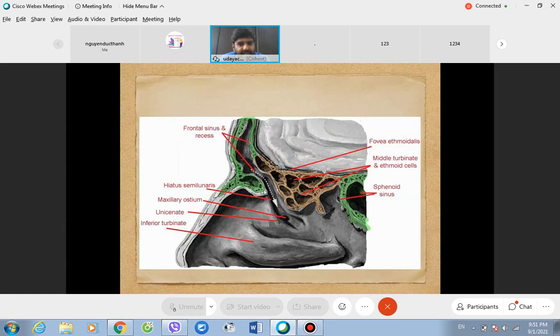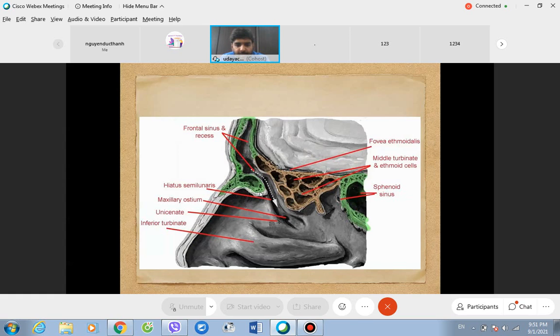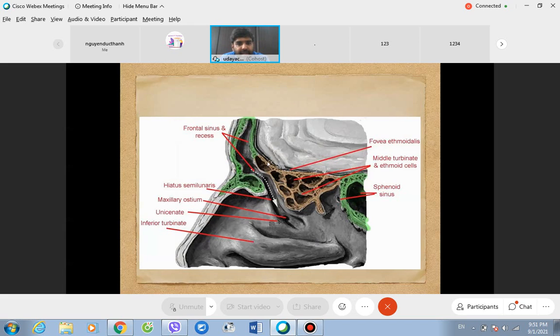Laterally, we cannot see in this, but it is the lamina papyracea. Medially, which is the draining part, is the middle turbinate and the hiatus semilunaris. Inferiorly, it is the ethmoidal infundibulum, and superiorly, it is the fovea ethmoidalis or supraorbital cell. Fovea ethmoidalis is the part of the skull base, which I will show you a bit later.